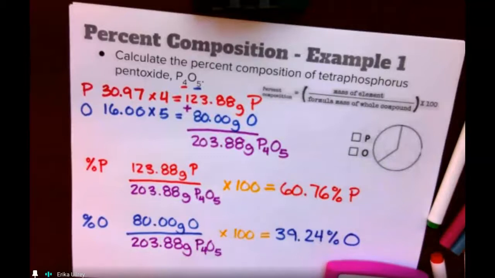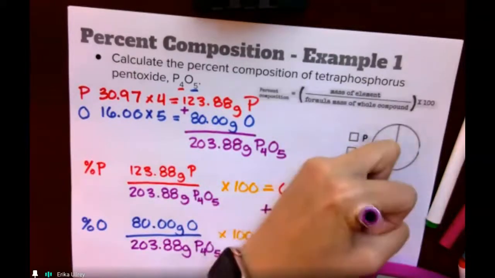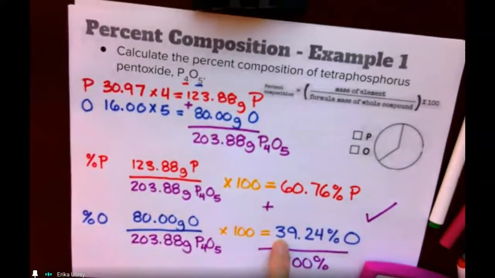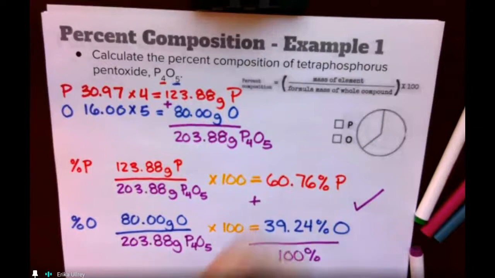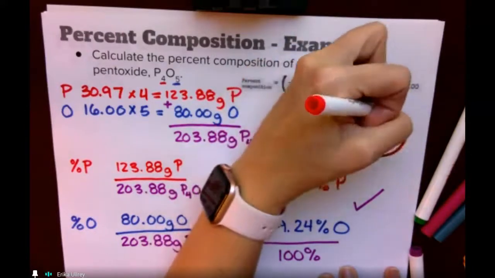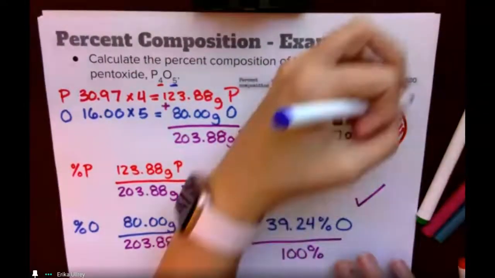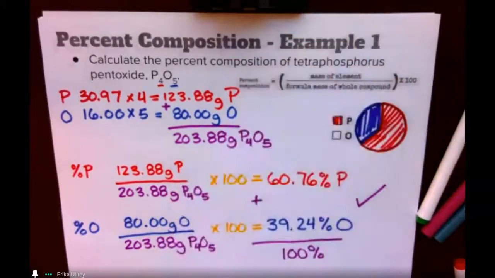Now if I've done everything right, because this is only made of 2 components, if I add these together, I should get 100%. And I did, so I know that my work is right. So 60% of the mass comes from phosphorus, and roughly 40, so 39%, comes from my oxygen. We're going to represent this in a pie chart. So this is a pie chart over here. 60% of it was phosphorus, so that's going to be my bigger pie piece, because 60 is my bigger number. Phosphorus is going to take up this chunk, and then my oxygen takes up this chunk. So there's example 1.